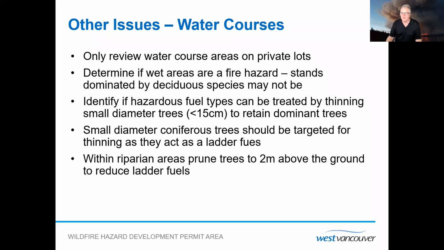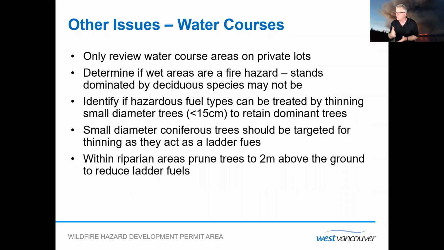The QP really is focused on identification of hazardous fuel types that potentially can be treated by thinning, usually of the small diameter trees, less than 15 centimeters, with some focus on retention of dominant trees, particularly protected trees, as I indicated. Small diameter coniferous trees should be the target of thinning within a watercourse as they act as ladder fuels. So within the watercourse proper, we don't typically remove trees that are greater than 15 centimeters. We focus on the ladder fuels.